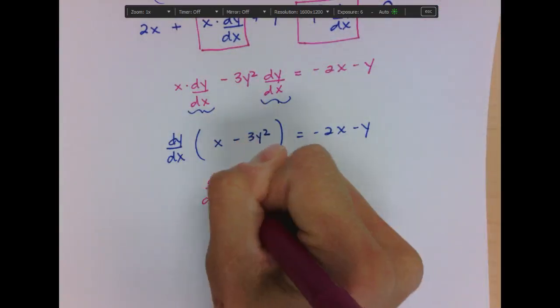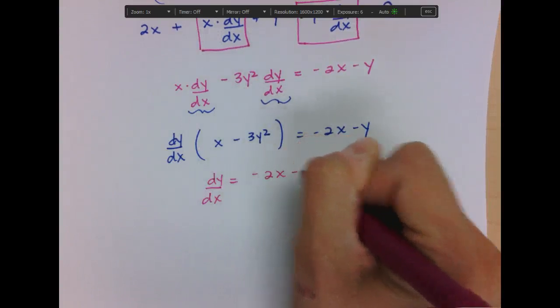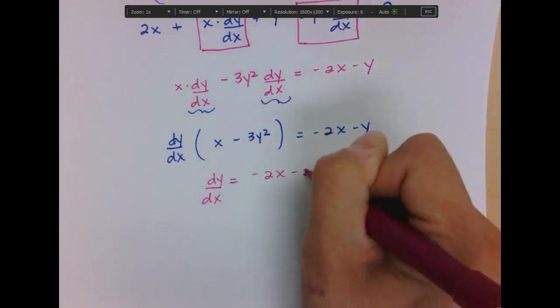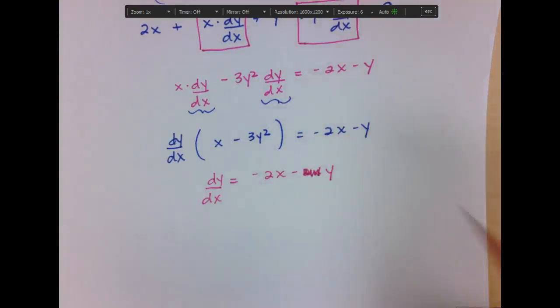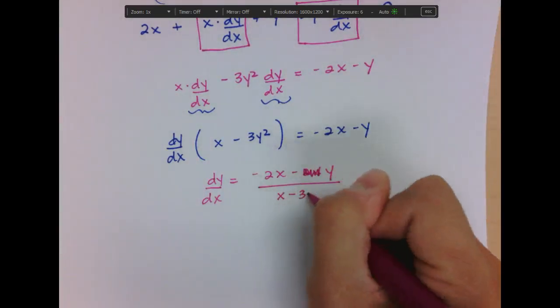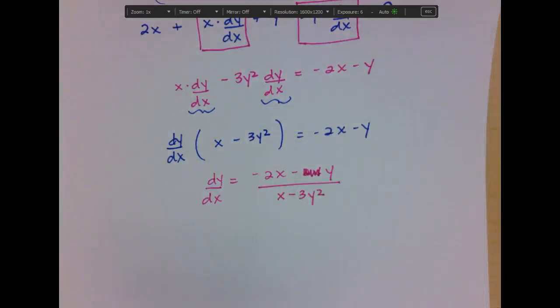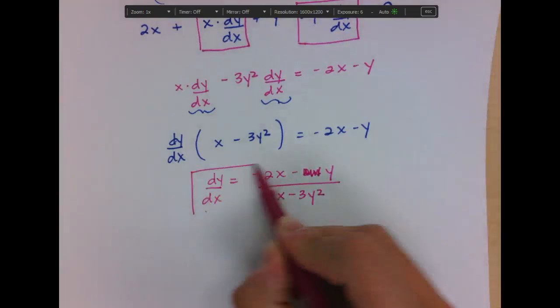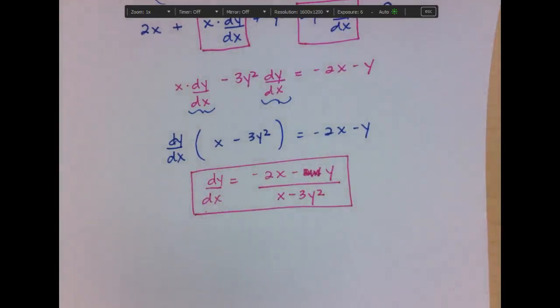So dy/dx will equal negative 2x minus y. Whoops, I put in a 2y there. Should just be a 1y. All divided by x minus 3y squared. So it looks like that is our derivative: negative 2x minus y over x minus 3y squared.